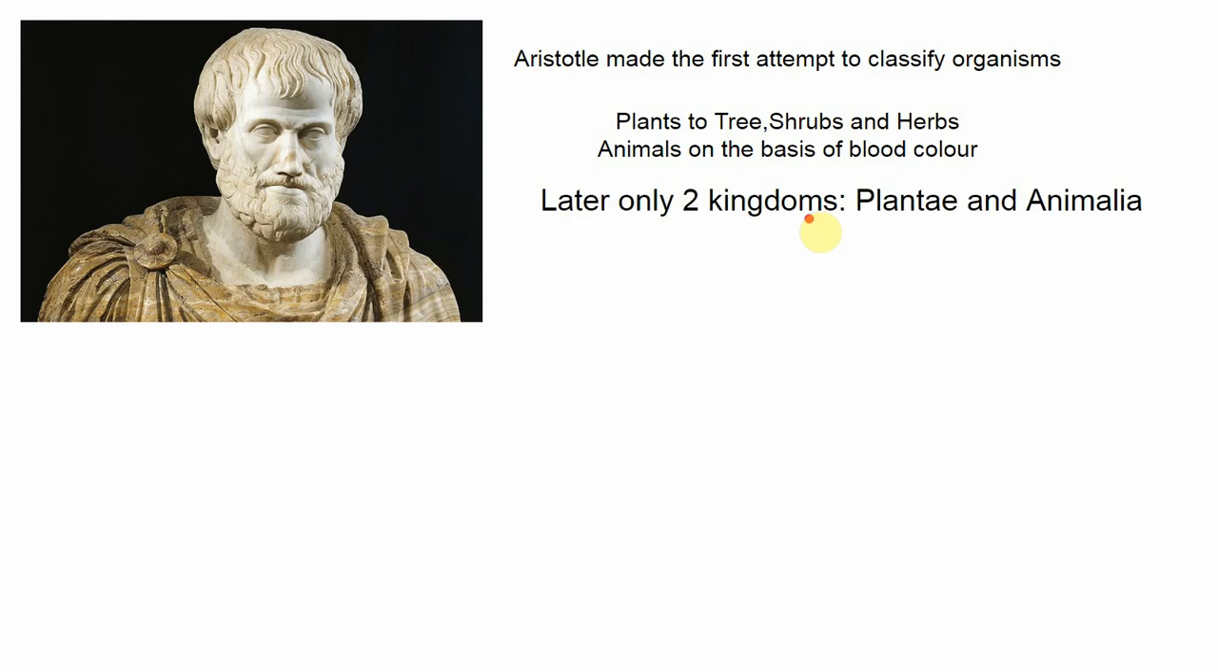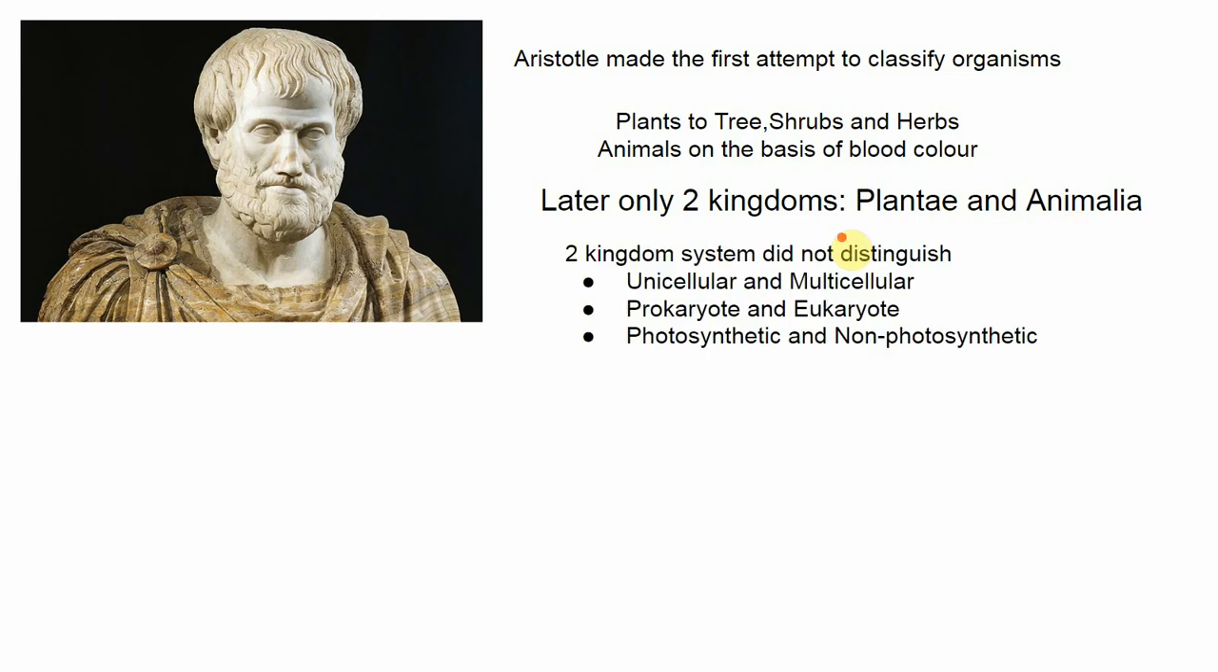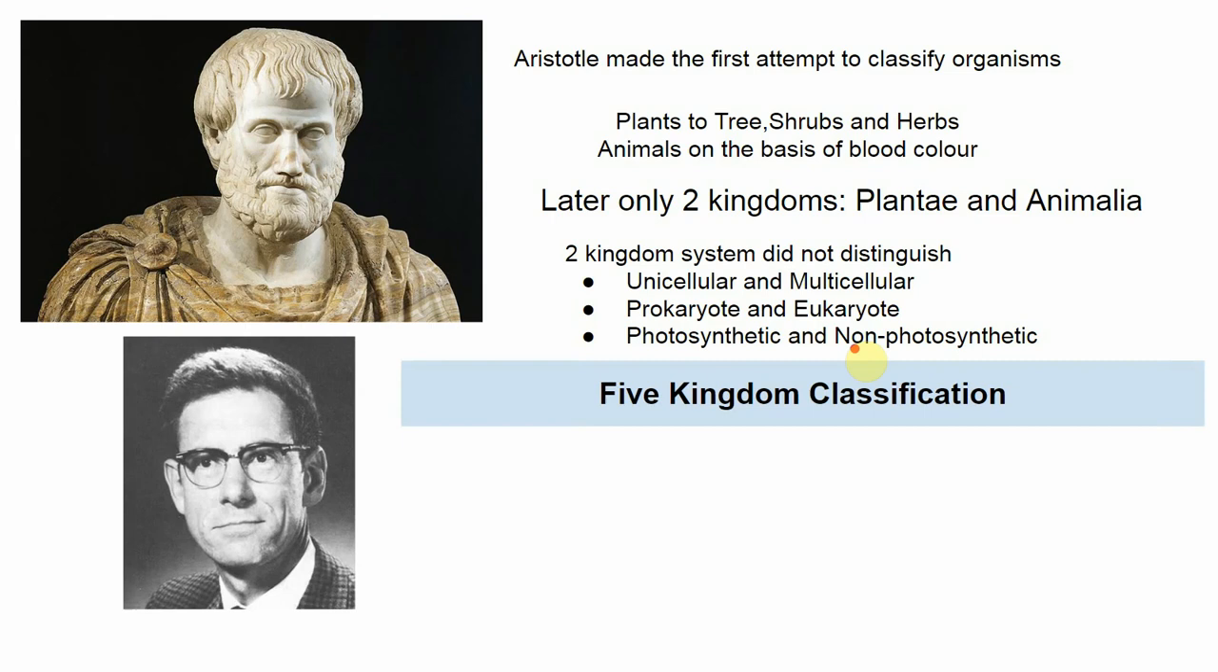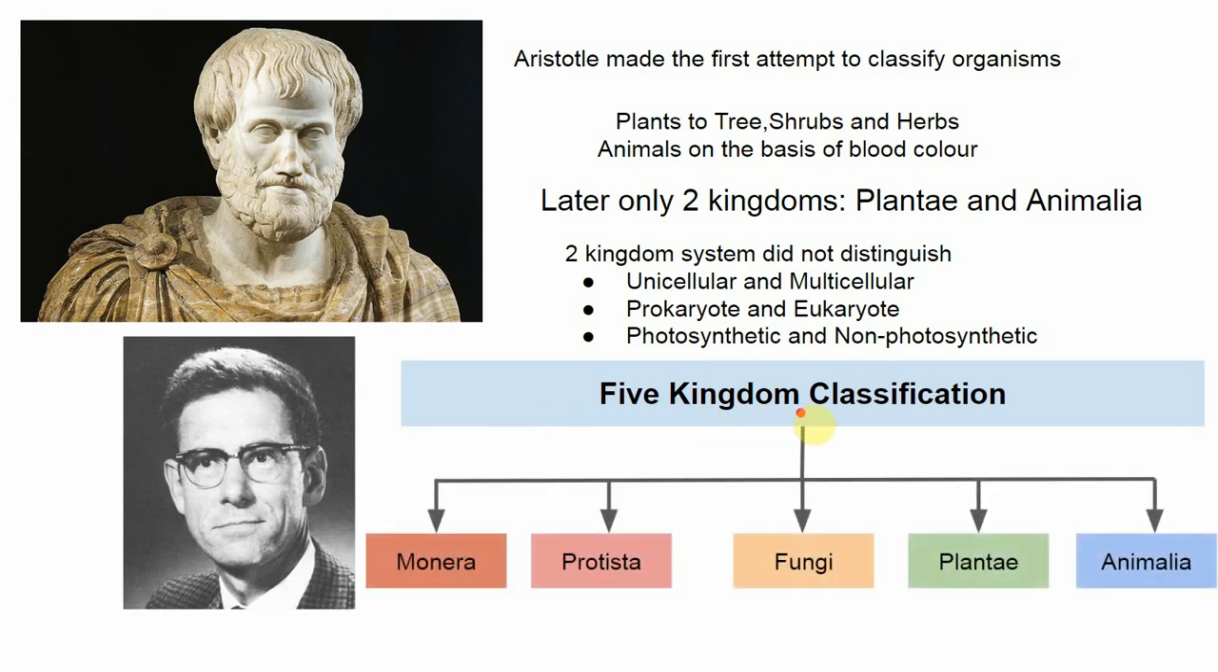Later, during the time of Linnaeus, there was a two kingdom classification, that is Plantae and Animalia. But the problem with this two kingdom classification is that it did not distinguish unicellular and multicellular, prokaryotic and eukaryotic, photosynthetic and non-photosynthetic organisms. So to overcome this problem, R.H. Whittaker introduced a five kingdom classification, and the five kingdoms are Monera, Protista, Fungi, Plantae and Animalia.